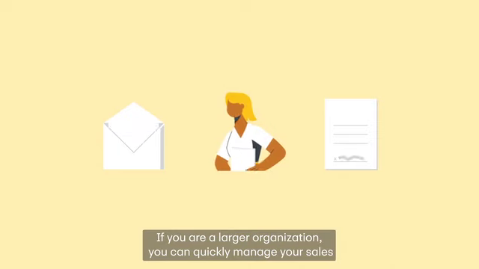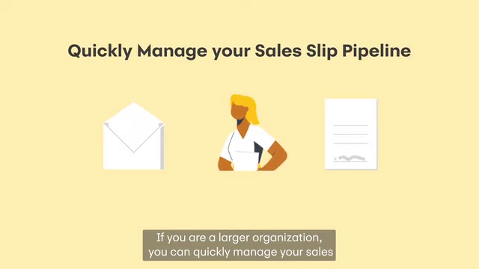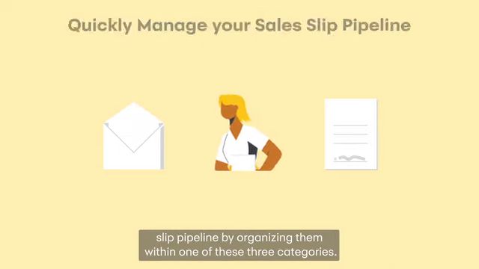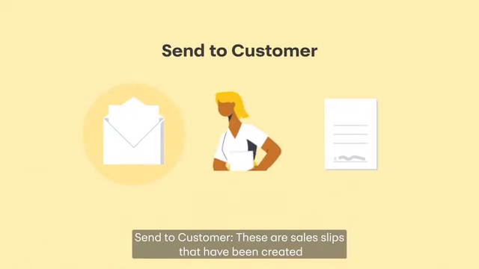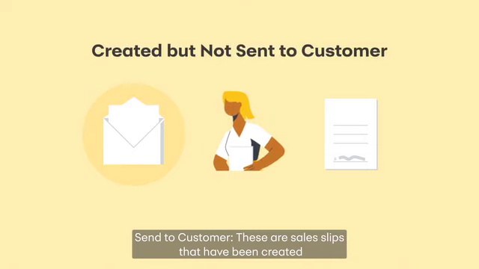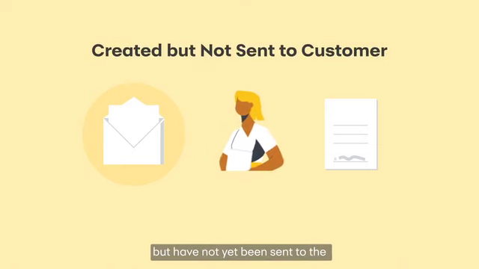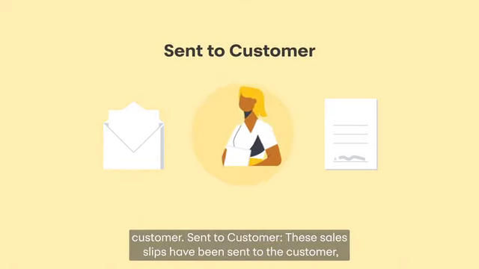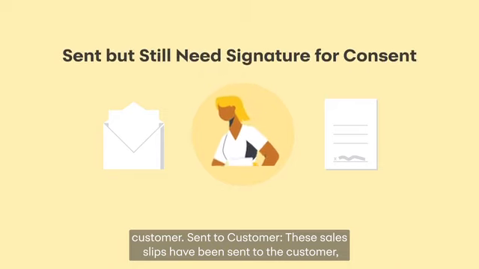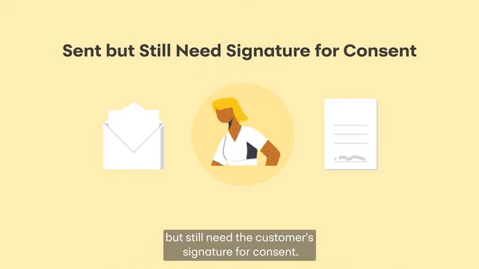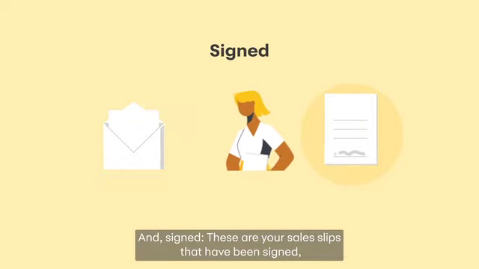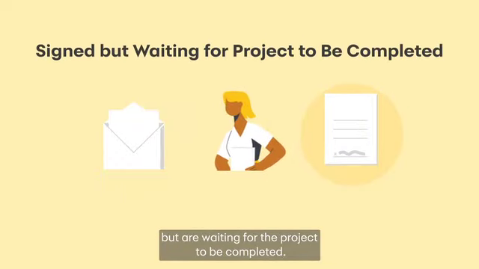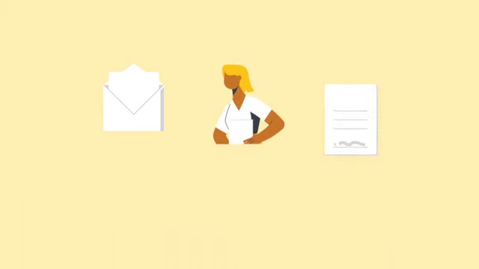If you are a larger organization, you can quickly manage your sales slip pipeline by organizing them within one of these 3 categories. Send to customer. These are sales slips that have been created but have not yet been sent to the customer. Sent to customer. These sales slips have been sent to the customer but still need the customer's signature for consent. And signed. These are your sales slips that have been signed but are waiting for the project to be completed.